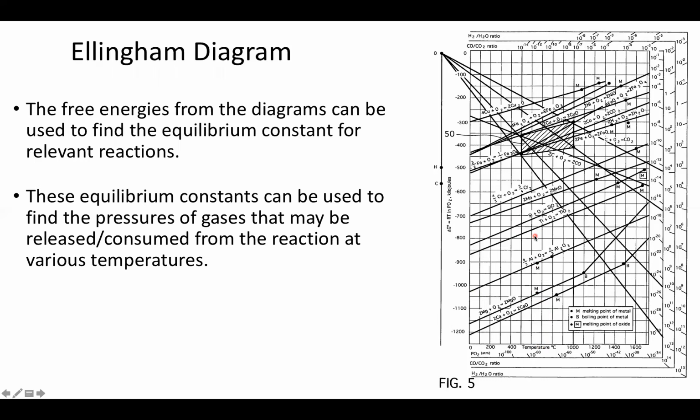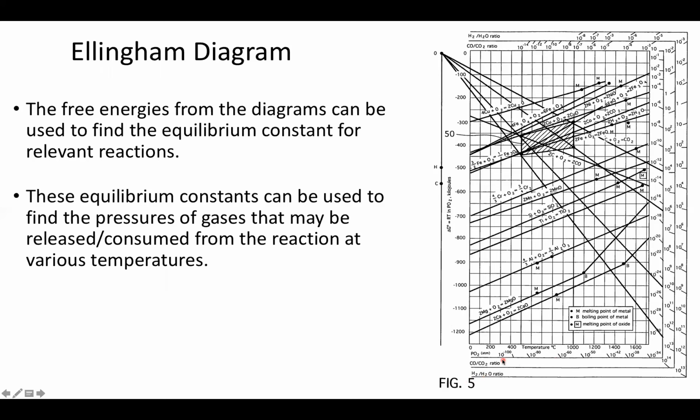And we can then use these equilibrium constants to determine the pressures of the gases that may end up released or consumed in these reactions. So in the typical Ellingham diagram, by pairing up all the reactions, you may be able to find the concentration of any free oxygen present in the system. However, one of the things worth noting is that these free energies will be dependent upon the pressure of other gases such as O2, CO or CO2 ratios, and hydrogen and water ratios.